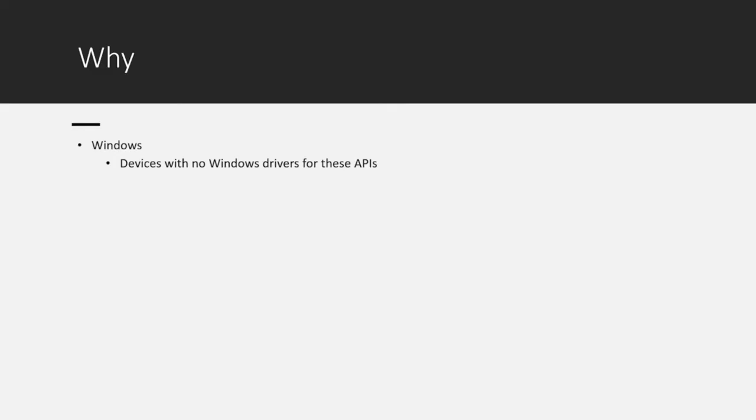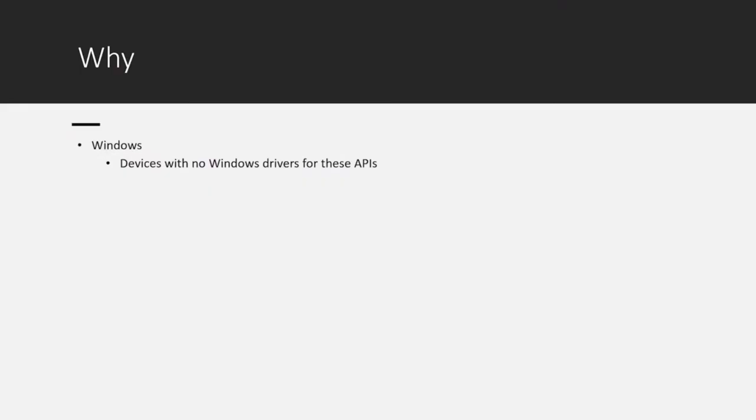The primary reason that we're building mapping layers for OpenGL and OpenCL is to support devices which don't have any Windows drivers for these APIs. We want OpenGL and OpenCL to work across our entire ecosystem, and unfortunately there exist devices that just don't have support today. So for example, Qualcomm doesn't currently provide OpenGL or OpenCL drivers.